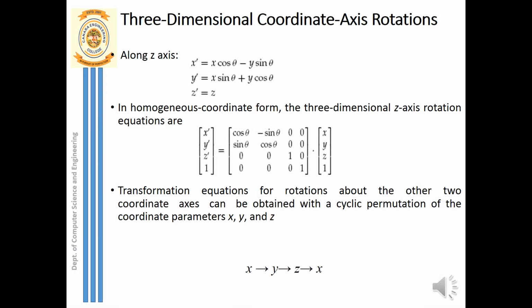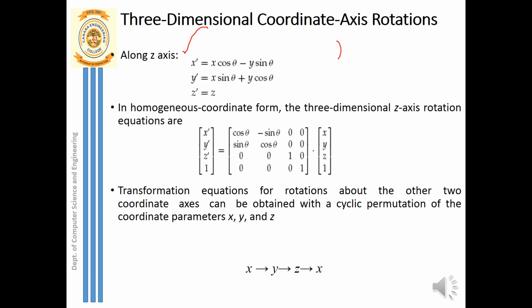Now we can start with the three-dimensional rotation equations. As we have already written the equations for two-dimensional rotation, it will be easy for us to analyze the three-dimensional rotation equations. To begin with, let's start with the z-axis rotation equations. What are the equations required to perform rotation along the z-axis?